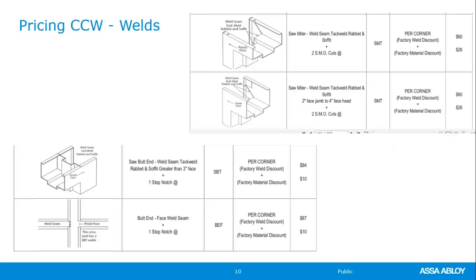And then also we have the various types of welds that are in the price book. So if you're looking at your corner welds, your T or your cross sections, this gives you all of those different types of adders, along with, you'll notice also on these charts, you have your corner factory weld discount and the factory material discount. So you want to be aware that you're picking up the material and the actual weld itself. So you want to be aware of that.